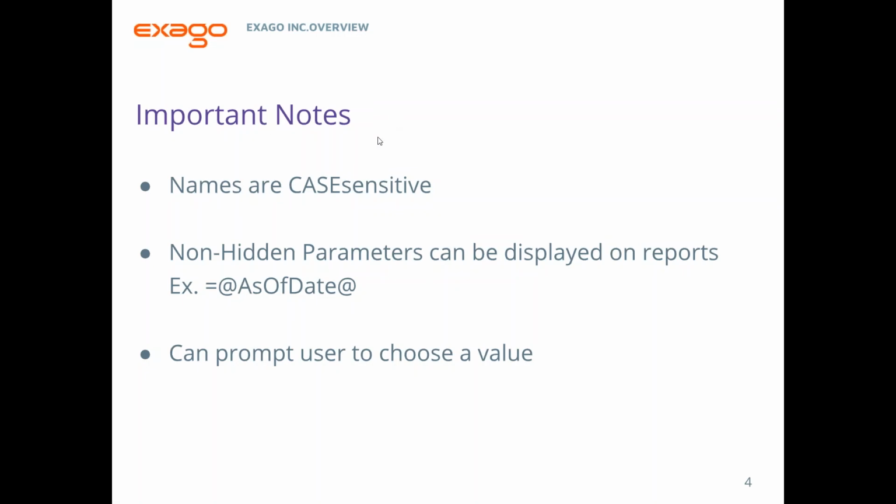Some important notes. Parameters are case sensitive. If you're using them in formulas or in code, that really matters. If you use the wrong case, it won't find the parameter you're looking for. Parameters can be hidden from the user, as most of them are, but you can also set the hidden property to false, in which case a parameter can be used on a report. And we're going to see that in a bit. If a parameter is used on a report, you can actually have it prompt a user for a value before that report executes. Again, we'll show what that looks like in real time.